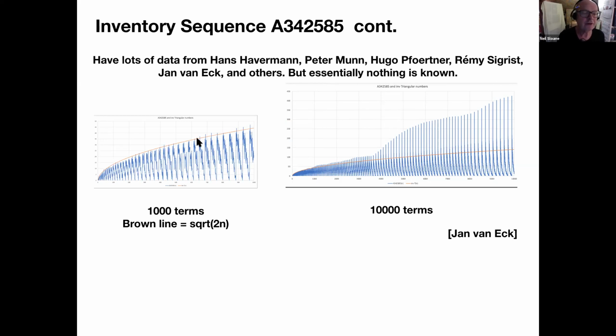After 1,000 terms, Jan van Eyck noticed that there's an envelope, which is the inverse triangular numbers. It's roughly the square root of 2n. And the wobbles go up and down, and they just touch that. However, when he went to 10,000 terms, that brown curve got swamped, and that was no longer the solution.